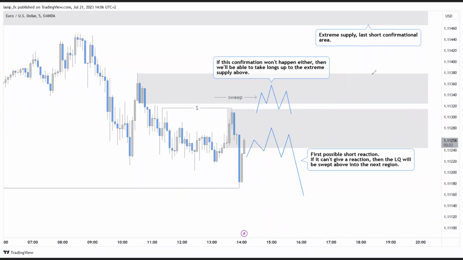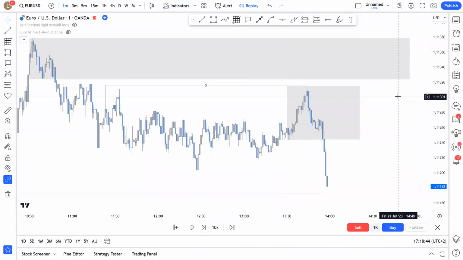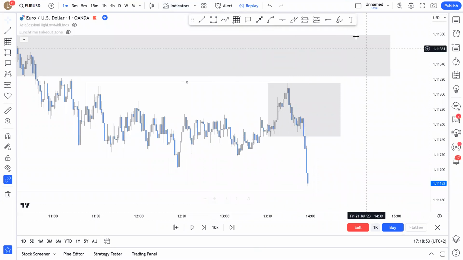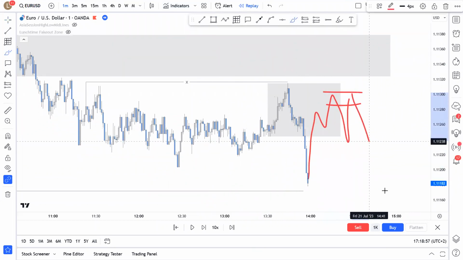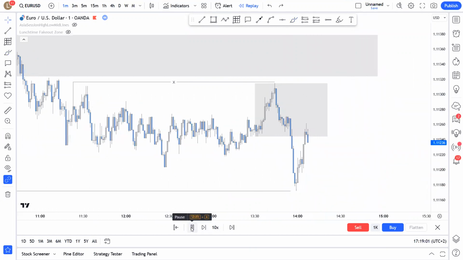These were the plans we were aiming for today on Euro USD, and let's just see what has happened in real time. So here's the exact time when New York session opened. I will just simply play price forward. So you know that we were waiting for a mitigation of the supply and the confirmation here. This was the first plan. So how did it play out?